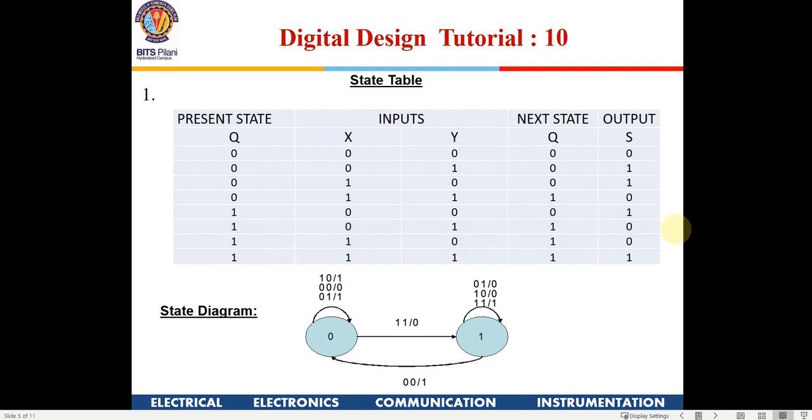Similarly for this condition, and in the last condition where there is already a 1 in the flip-flop, and both X and Y are coming as 1, 1, 1, it will generate a carry and it will also generate a sum. So this is how you make a state table.